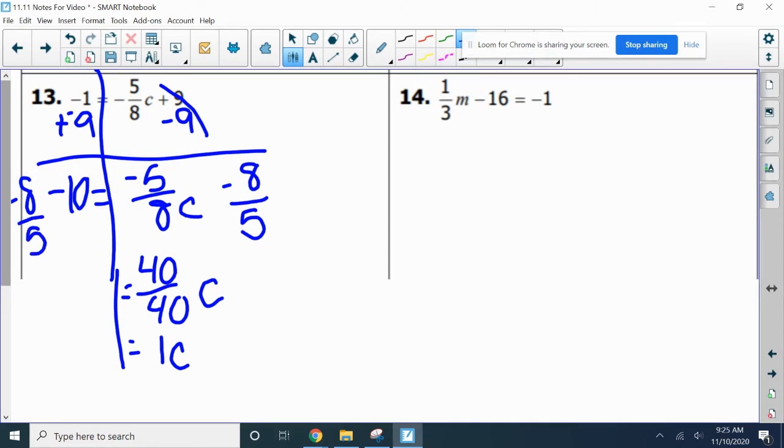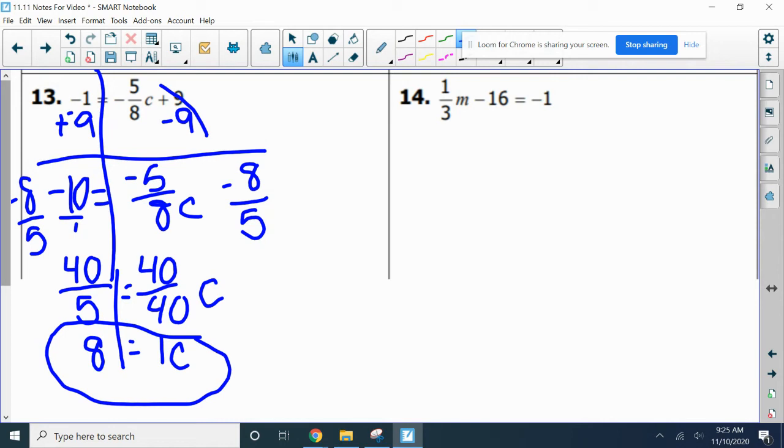So negative 8 times negative 10 is positive 40 over 5, because 5 times 1 is just 5. 40 over 5 is going to give me 8. So we're left with 8 is equal to 1C.